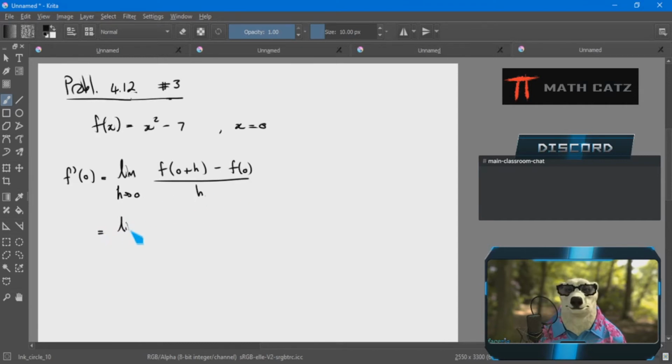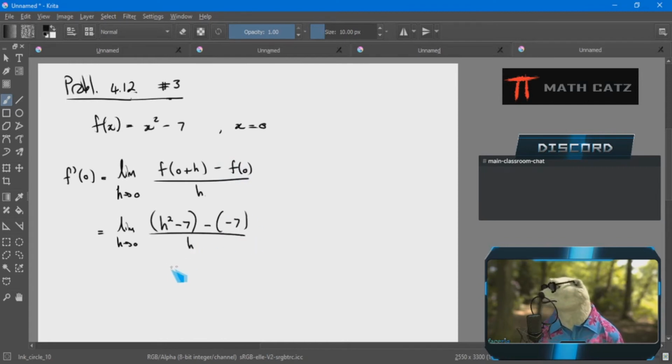Now I have to look at this limit. Well, I'm going to divide by 0. So let me first see what happens when I plug in the function here. So I have 0 plus h, so that's just the same as h. So f of h is h squared minus 7. And f of 0, so let's put round brackets around it. That's my first function evaluation. Second function evaluation is at 0. So that's a little bit easier. I plug in 0 for x, I get negative 7.